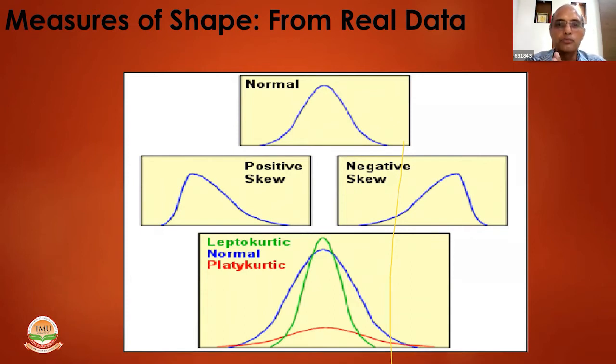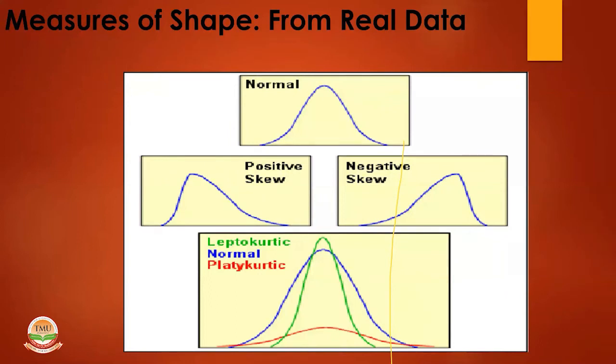Then you have the measure of dispersion. Dispersion is indicated through the standard deviation. What is the difference between each individual and the average, whether it is large or small? If it is a large difference, then your normal distribution curve will have a different type of tail. It will spread. Similarly, the third one is the measure of shape.